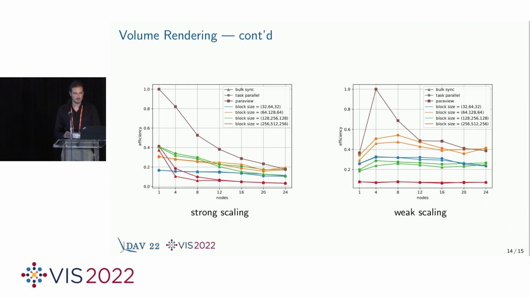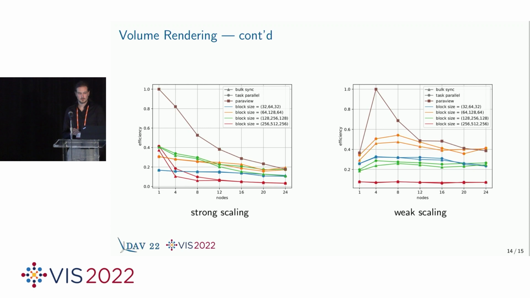For strong and weak scaling experiments, we have also a reference ParaView pipeline, and we see in the weak scaling we are generally competitive to ParaView on 12 to 24 nodes, given that we've chosen the correct block size, and in the strong scaling we achieve the same efficiency on 24 nodes, but not before.